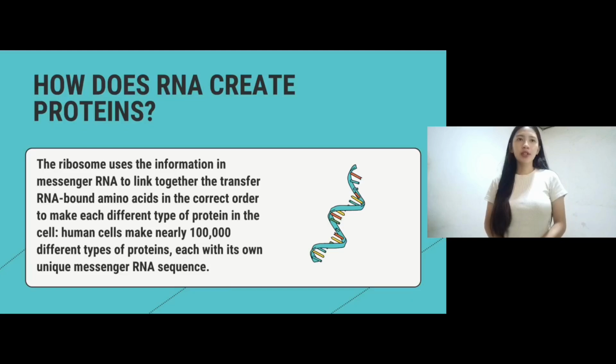RNA creates proteins with the help of the ribosome. Messenger RNA carries the instruction. Transfer RNA brings the amino acids and the ribosome connects them in the right order. This process forms the proteins our cells need.